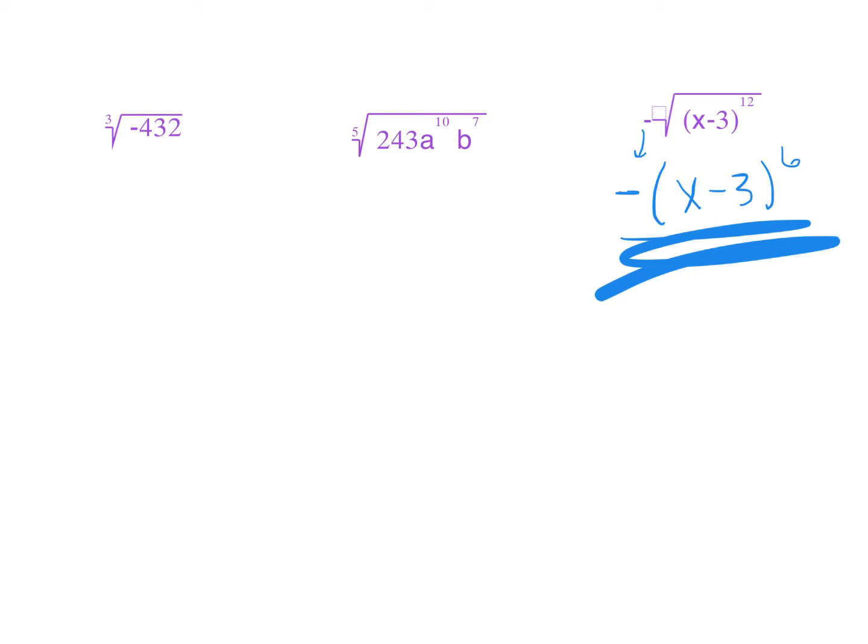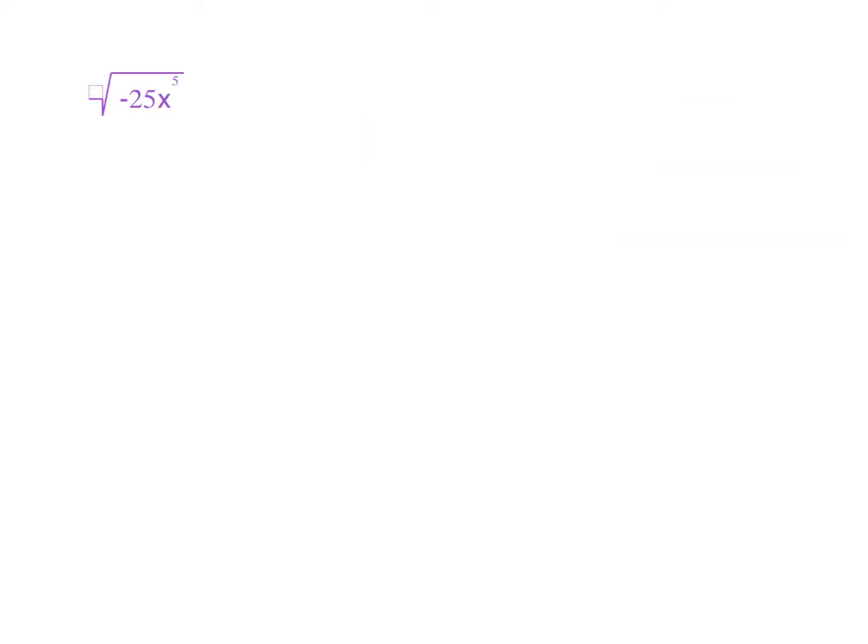Okay, let's see what we have. Next example here. We have a negative under an even index. Well, we already did that lesson. This is just a review. So we're going to take the 5, because the square root of 25 is 5. The negative becomes an i because we have an even index. So you have an i there.